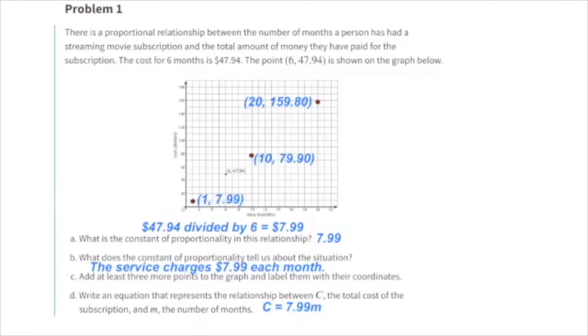C. Add at least 3 more points to the graph and label them with their coordinates. 1 and 7.99, 10 and 79.90, and 20 and 159.80. D. Write an equation that represents the relationship between C, the total cost of the subscription, and M, the number of months. This equation could be C equals 7 and 99/100ths times M.